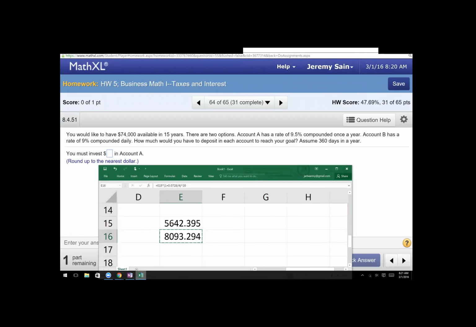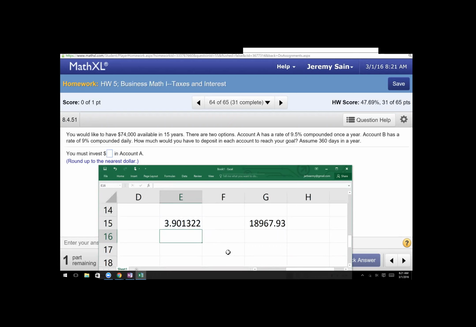All right, so for A, 1 plus, we're doing 9.5% interest once a year, so we don't even have to divide it by anything. And we're going for 15 years. And P equals 74,000 divided by that. So now I would have to have a little over 18,000 to put in.